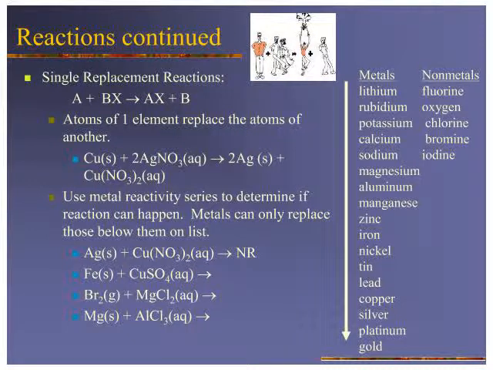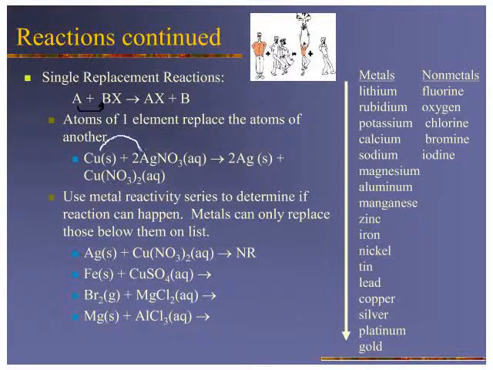All right, single replacement reactions. You have one atom replacing another one. So in the example, we have A plus BX, and that A is going to replace B, so you're going to get AX plus B. In our example down here, we have copper plus silver nitrate. And you're going to yield silver plus copper nitrate.